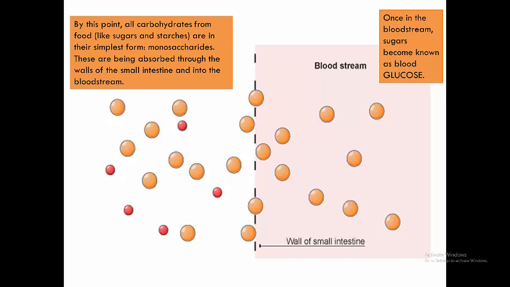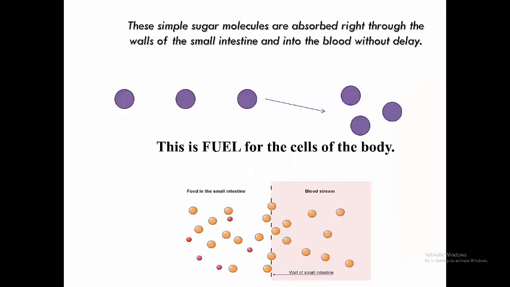Once in the bloodstream, we stop calling them sugars. Now, I know you hear people say all the time, my blood sugar. That is what people who aren't educated say. But the correct clinical term is blood glucose. So blood sugar, blood glucose, they mean the same thing. These simple sugar molecules are absorbed right through the walls of the small intestine and into the blood without delay because, like I said, our cells are eager to get the fuel that they need.